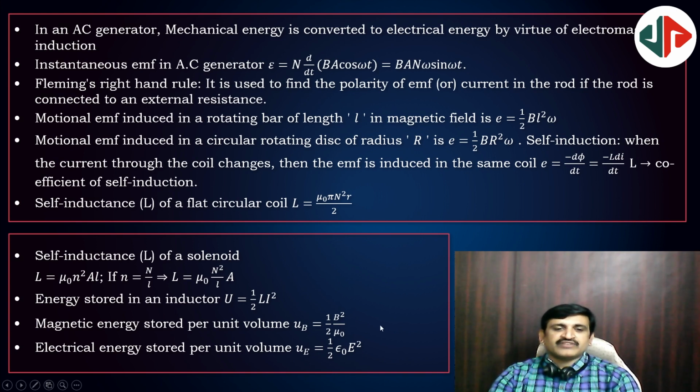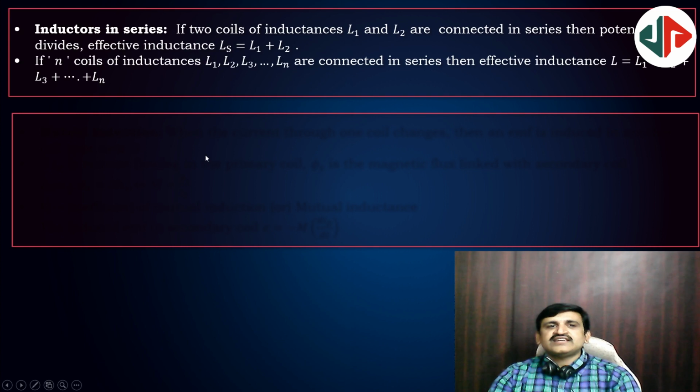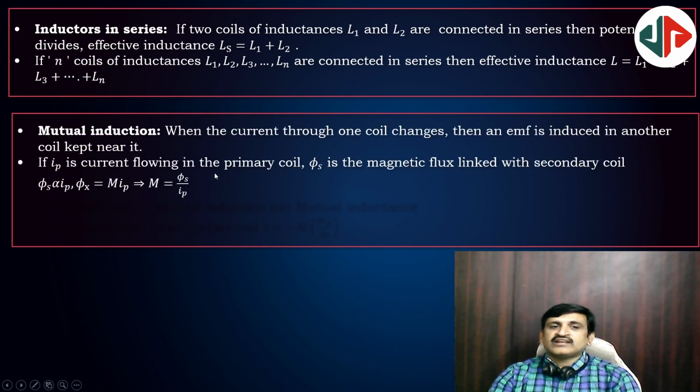Inductors in series: whenever several inductances are connected in series, the effective inductance is L1 plus L2 plus L3 and so on, as E equals E1 plus E2 plus E3 and so on. If they are in parallel, 1 by L equals 1 by L1 plus 1 by L2, that is followed. Next, mutual inductance. When two separate coils are placed side by side or close in the vicinity, and they are coupled by the magnetic field produced by one of the coils, then the other one also gets an induced EMF, and vice versa.